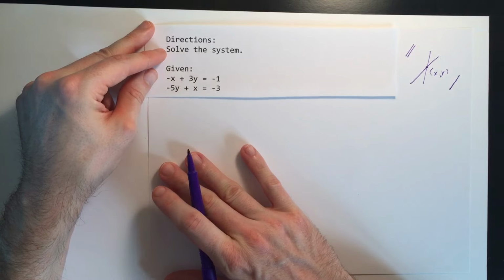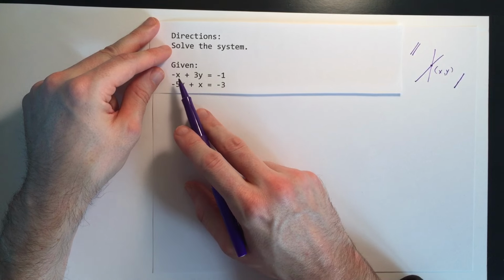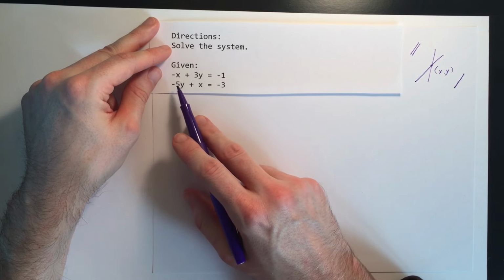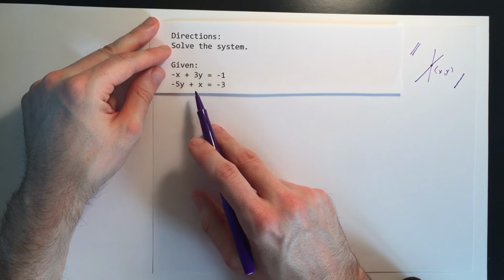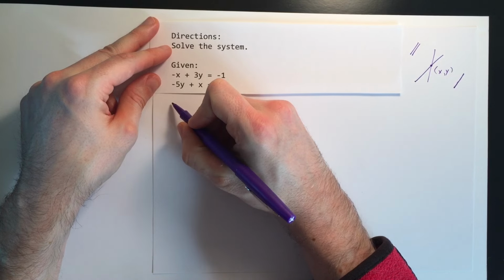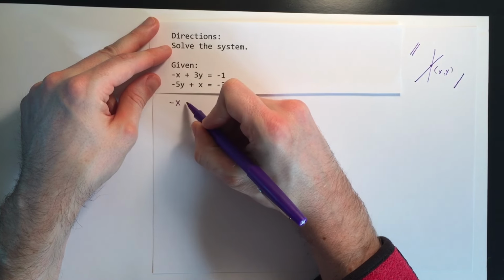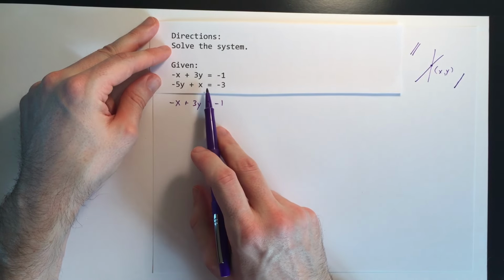Now, the best way or easiest way to do this is to make sure that your x's and y's are lined up between your two equations. So right now, the x and the 5y are lined up, and the 3y and the x are lined up. We want that to be switched. So I'm just going to rewrite my equations, negative x plus 3y equals negative 1. And now the second one I'm going to rewrite.